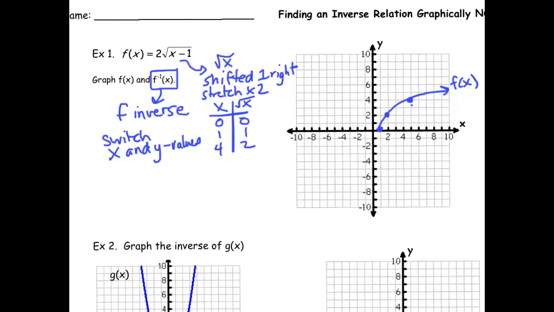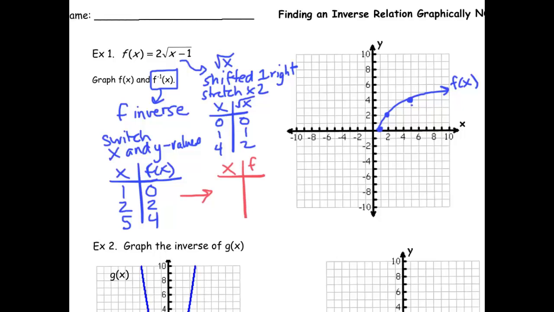So notice for our f of x graph, there's a point at 1, 0, another at 2, 2, and another at 5, 4. To make the switch to get the inverse, we would get points at 0, 1, 2, 2, and 4, 5. I'm going to graph those over here now. 0, 1, 2, 2, and 4, 5.